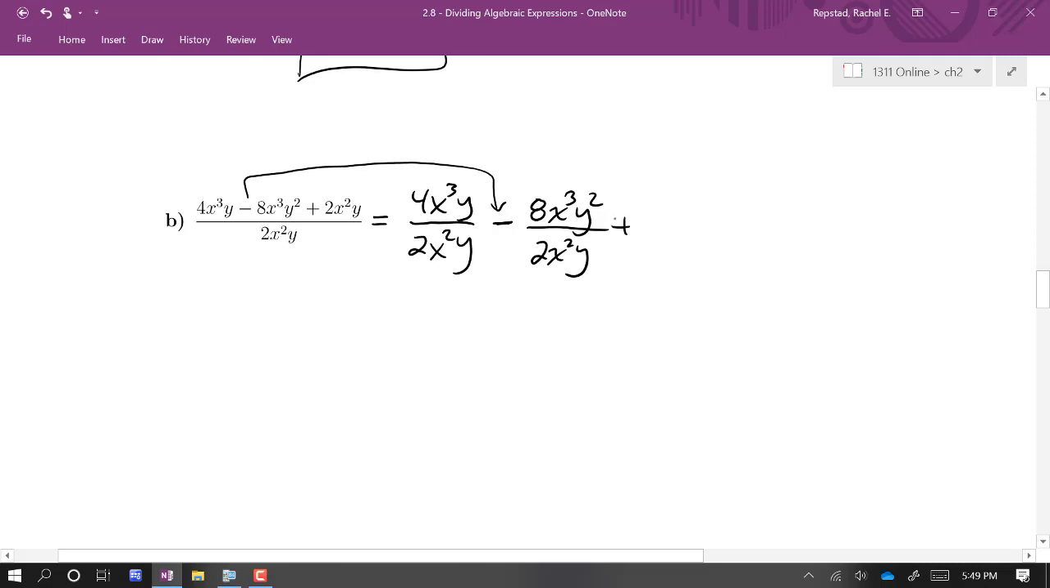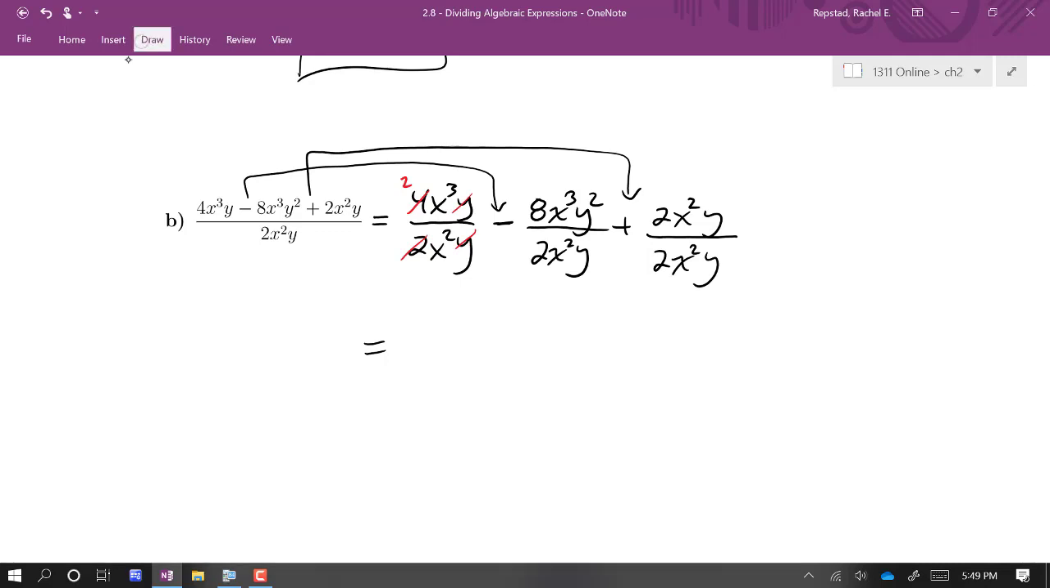And then plus, that's a plus because that's a plus, 2x squared y over 2x squared y. And then I can just simplify each of these fractions on its own. The first one, 2 goes into 4 twice, x cubed over x squared is x to the first, and the y's cancel.